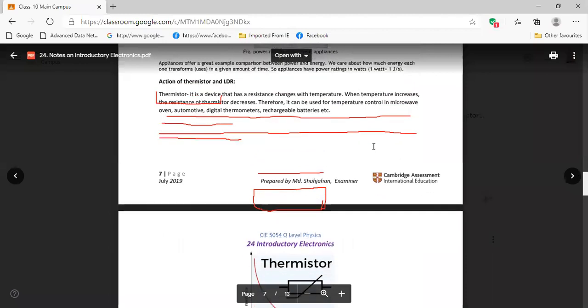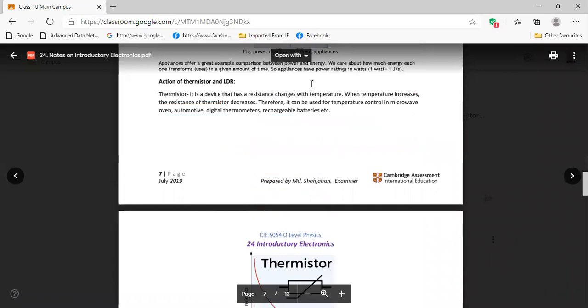Now you know about thermistor and LDR. All of you know because we already discussed them. Action of thermistor and LDR. Could you please write this heading? Action of thermistor and LDR. And let me recall from you: what is the property of a thermistor and how does it work? Can anyone tell me, please?